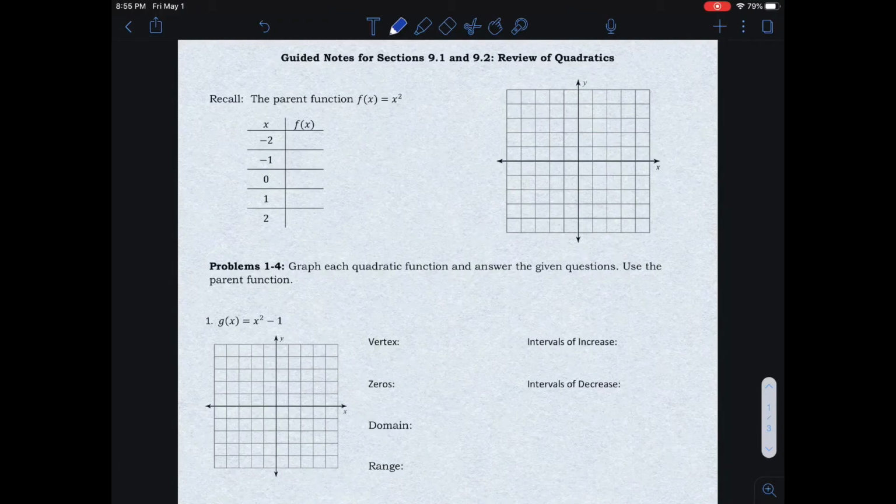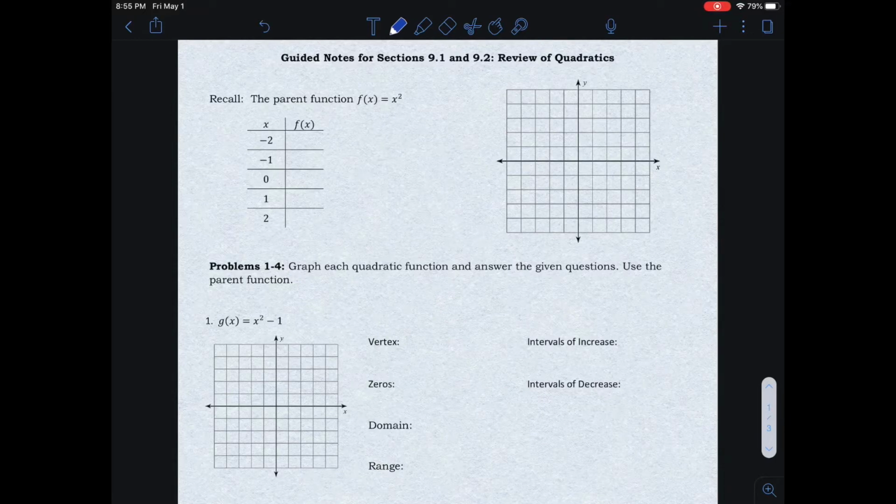Hello, Algebra 1. Today we're going to be doing a little review of quadratic functions. So we're going to be combining sections 9.1 and 9.2. Hopefully you got a chance to work on the Desmos activity. It gave you a chance to kind of see the different types of transformations that would be taking place. It'll definitely help when we go through this worksheet together.